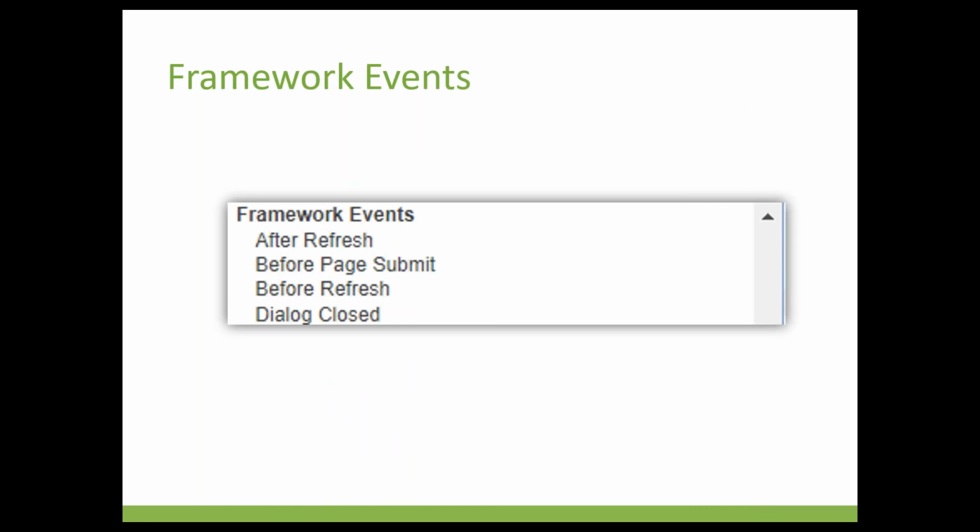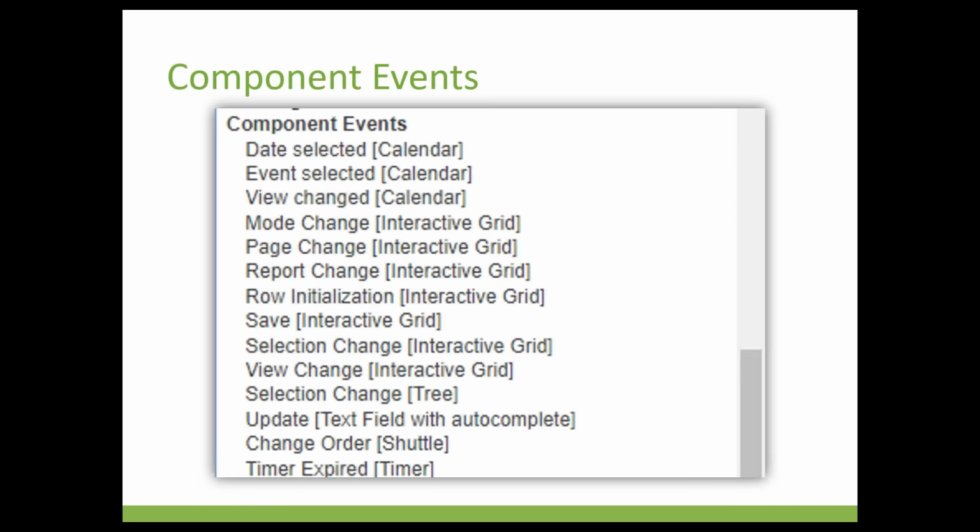Framework events are events that come from APEX itself. There are not as many of these, like before or after a refresh, when a dialog is closed, before submit, those are all framework events. Component events come from page components or items, like a calendar, interactive grid, or a tree. So when a date is selected in a calendar, that would trigger a component event. Or when the order of items in a shuttle is changed, would be an example of a component event.